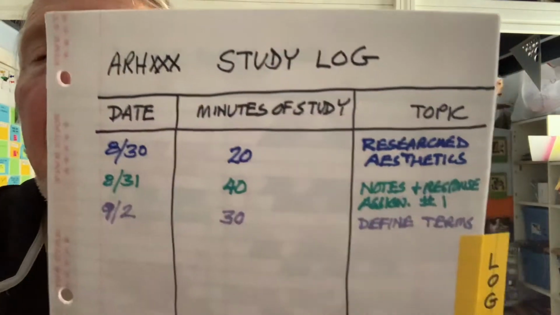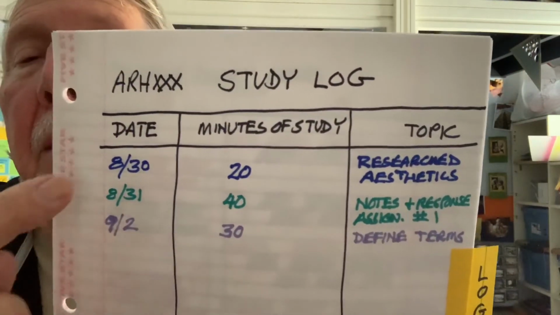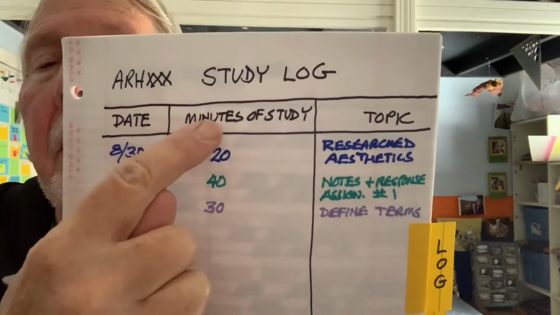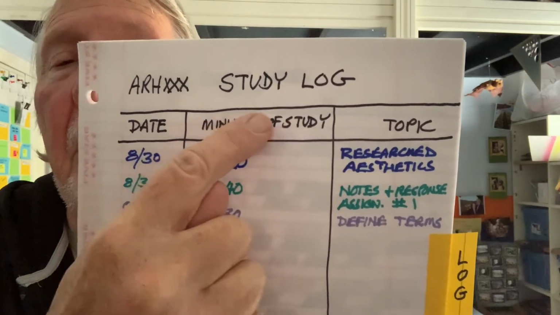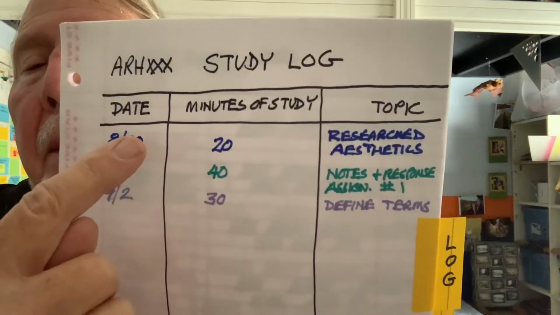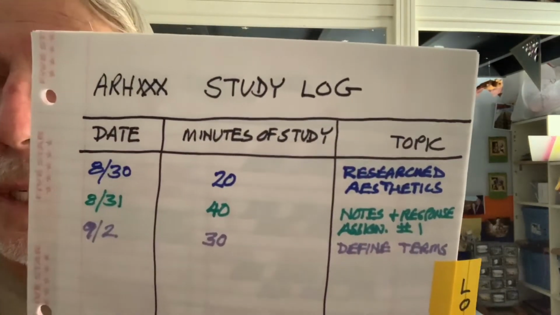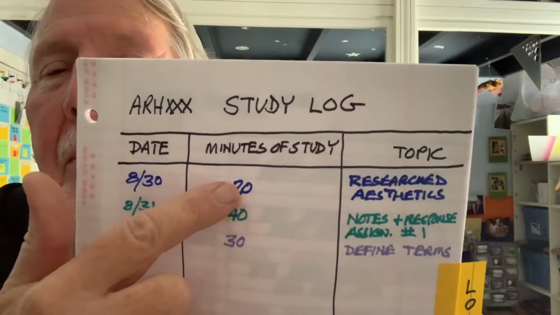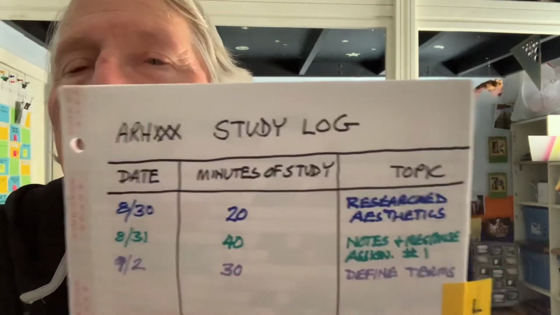So the first thing should be, in your book, you're going to write these columns in here: the date, the number of minutes that you studied, and the topic that you studied. So each day, whatever day you work, whatever day you study, you're going to put down what the date was, how many minutes you studied, and what the topic was that you studied. So keep a logbook. Don't let it wait. Don't try and catch it up at the time that I ask for it.